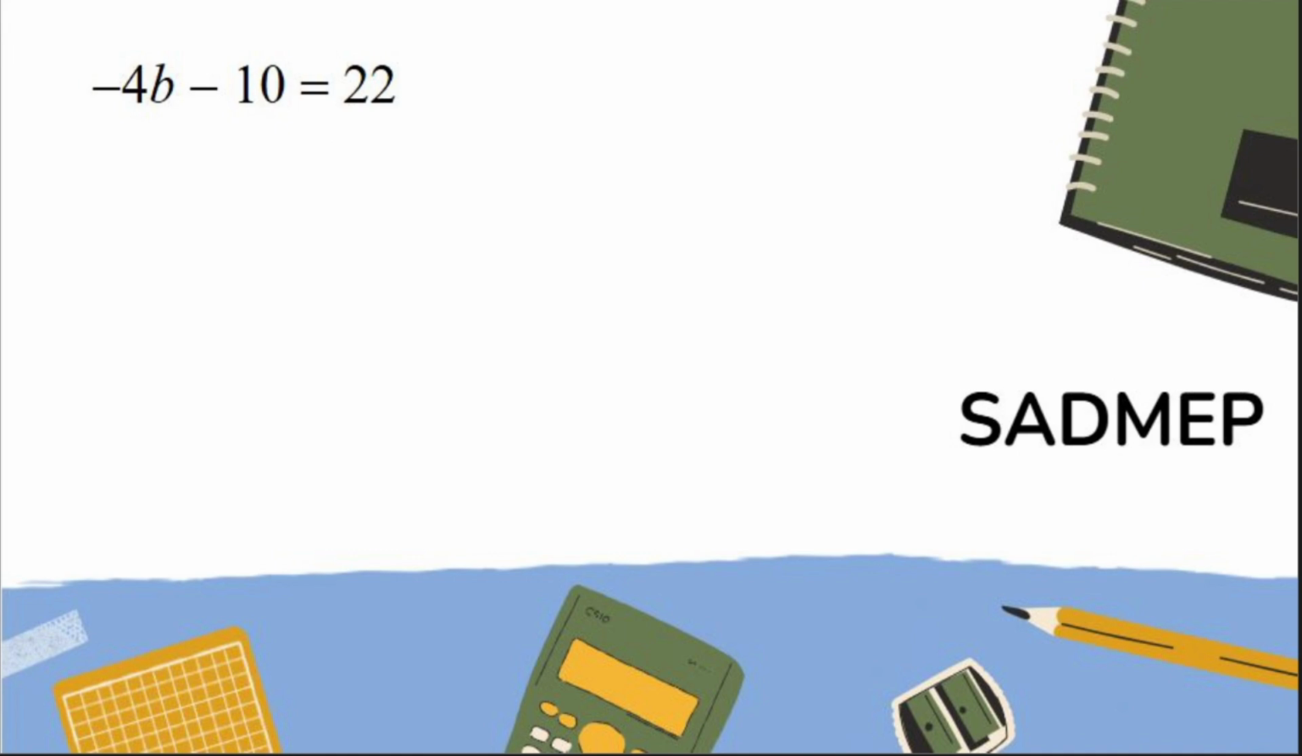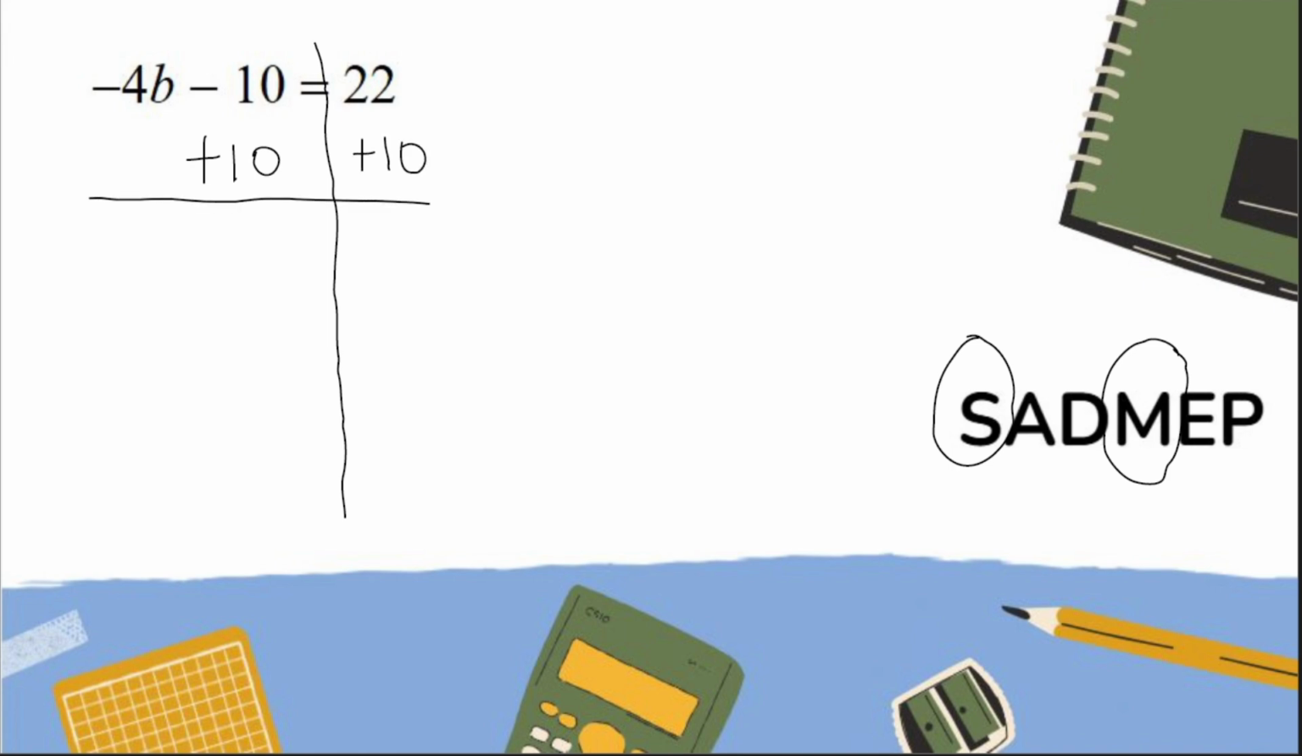Alright, let's do one last question here. So, let's see, I first have to figure out what operations are going on. So I see a number touching a letter, I see negative 4 touching B, that means it's multiplication. And I have subtract 10, so subtraction. Alright, I'm going to draw my line down my equal sign. The first operation I'm going to undo is that subtract 10, according to SADMAP. So I'm going to add 10 to both sides. The minus 10 and the plus 10 go away, and I have negative 4b equals 22 plus 10, that should be 32.